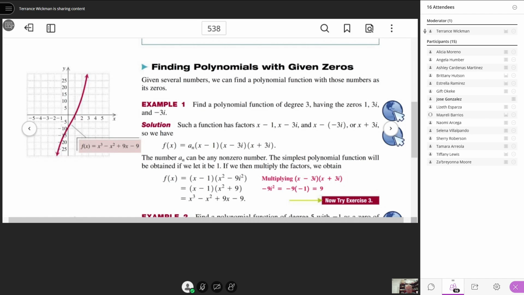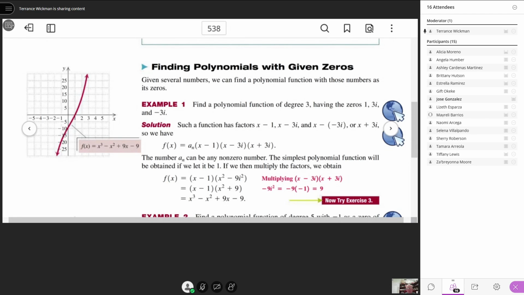It has the zeros 1, 3i, and negative 3i. So what does that mean? If you look at the solution, you have x minus 1, because in order to get 1, you have to have x minus 1. If 3i is one of the solutions, you have to have x minus 3i. Of course, as I shared with you earlier, if you have an imaginary number positive, you have it negative and vice versa. So now you have all the parts of the puzzle there. You have x minus 1, x minus 3i, and x plus 3i. And they want you to find the polynomial of degree 3 that meets these criteria of having these zeros.